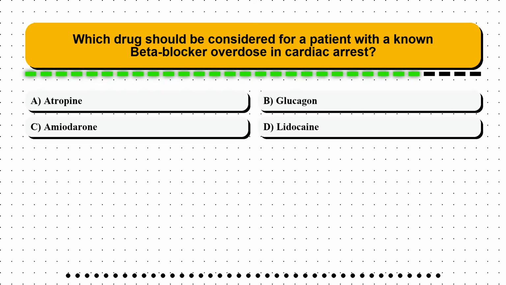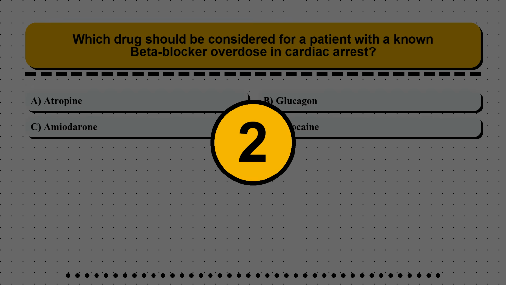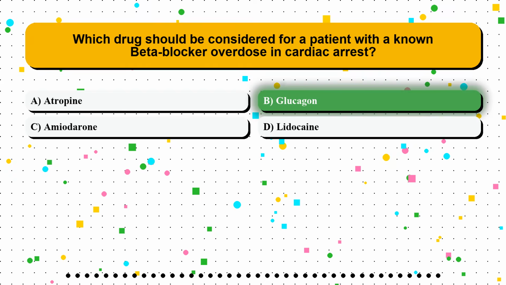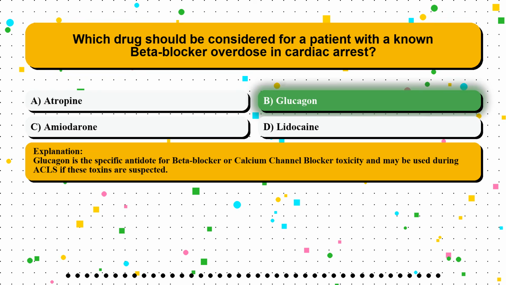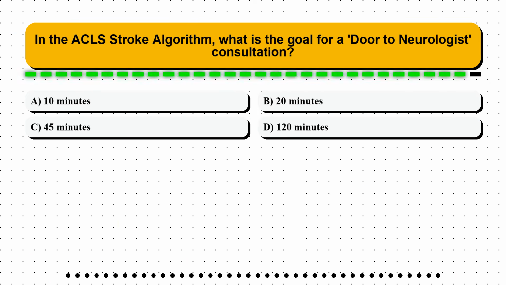Question 18. Which drug should be considered for a patient with a known beta blocker overdose in cardiac arrest? Option A, atropine. Option B, glucagon. Option C, amiodarone. Option D, lidocaine. The correct answer is option B, glucagon. Glucagon is the specific antidote for beta blocker or calcium channel blocker toxicity and may be used during ACLS if these toxins are suspected.